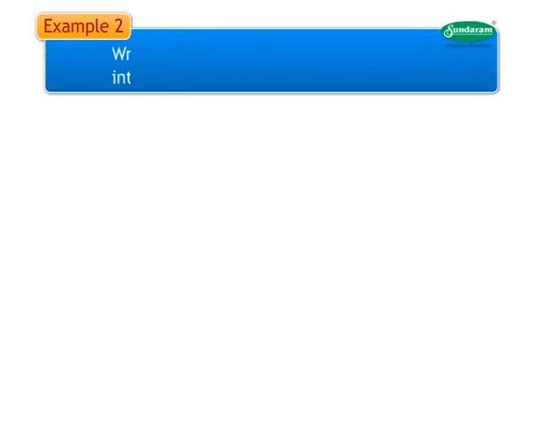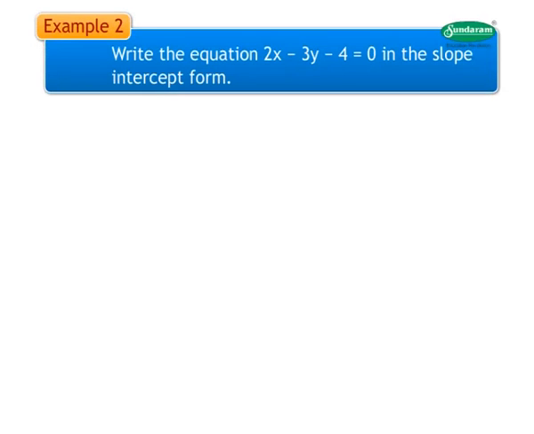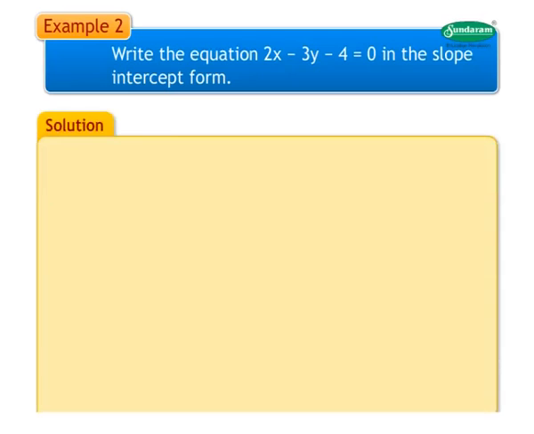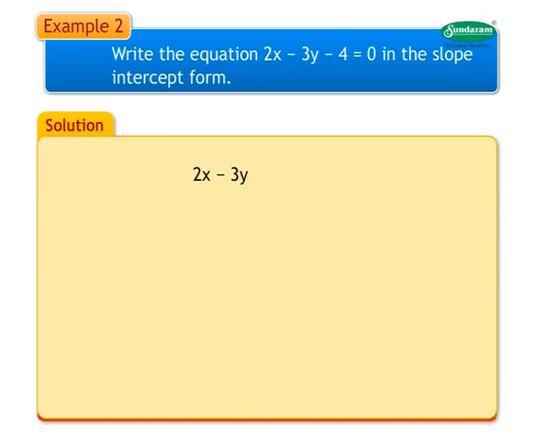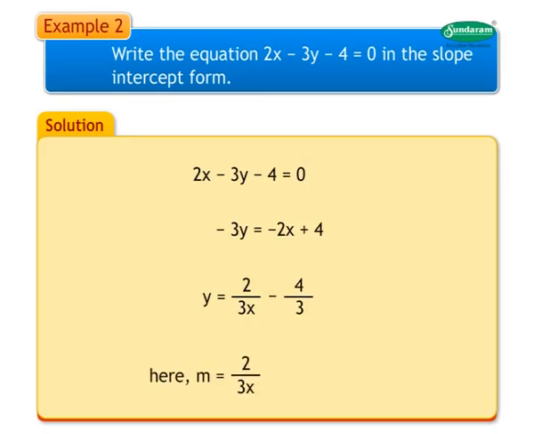Example 2. Write the equation 2x minus 3y minus 4 is equal to 0 in the slope-intercept form. Solution. 2x minus 3y minus 4 is equal to 0. Minus 3y is equal to minus 2x plus 4. y is equal to 2 upon 3 x minus 4 upon 3. Here, m is equal to 2 upon 3 and c is equal to minus 4 upon 3.